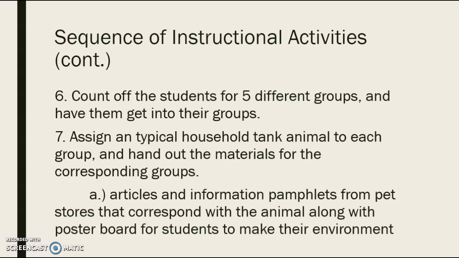All right, so next we would split the class up into groups. We would have 5 different groups for 5 different types of animals, and we would assign each group to a typical household tank animal and hand out the materials for the corresponding groups. So we would already have articles and information pamphlets picked out for them. We would provide them with poster board and all that kind of stuff, so they have everything they need to do the activity. They have their materials for research and stuff to draw it out with.